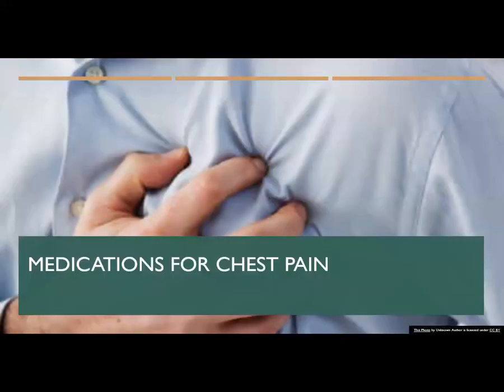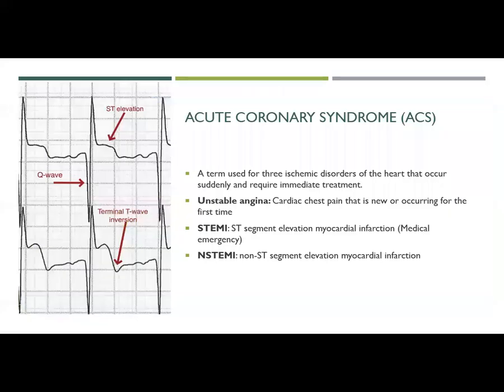Okay, so our medications for chest pain. Before we begin, I just want to talk to you about acute coronary syndrome, just so we can understand what I mean by angina. So acute coronary syndrome is a term used for 3 ischemic disorders of the heart that occur suddenly and require immediate treatment. So ischemia is decrease of oxygen, while infarction is tissue death.